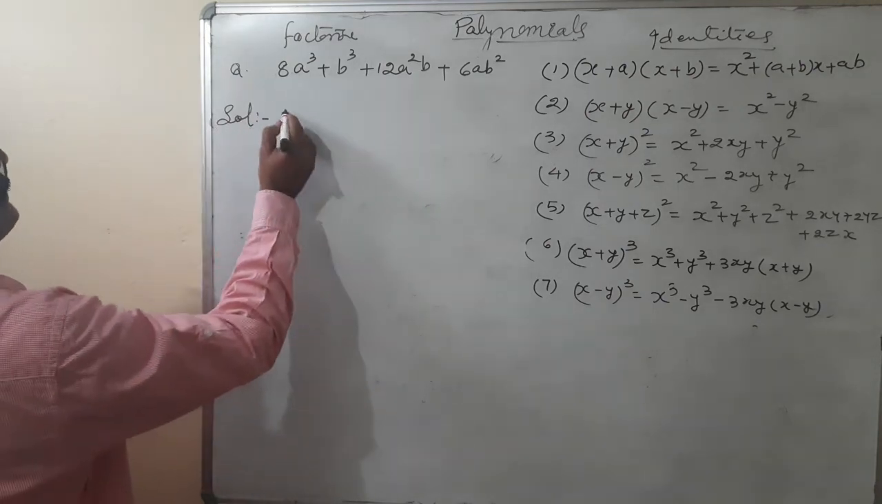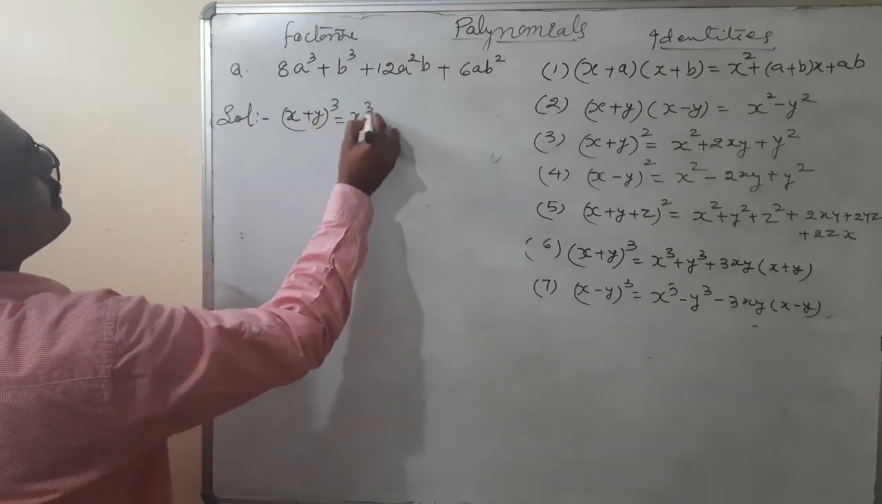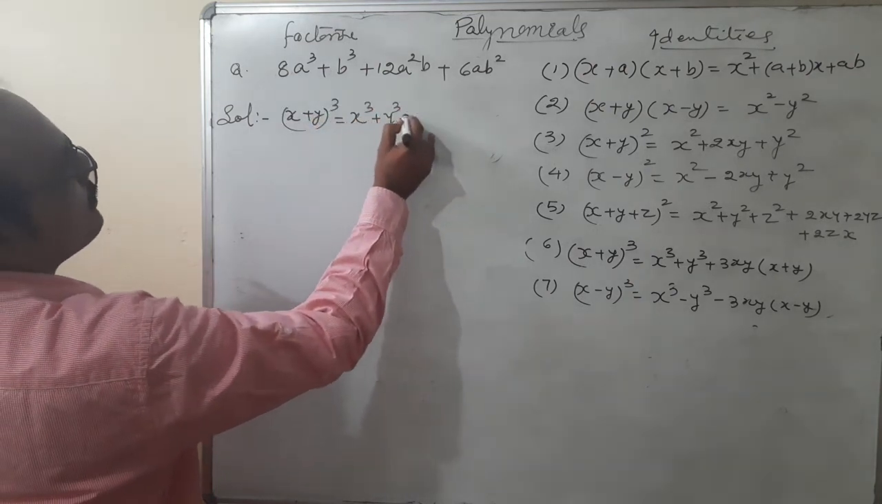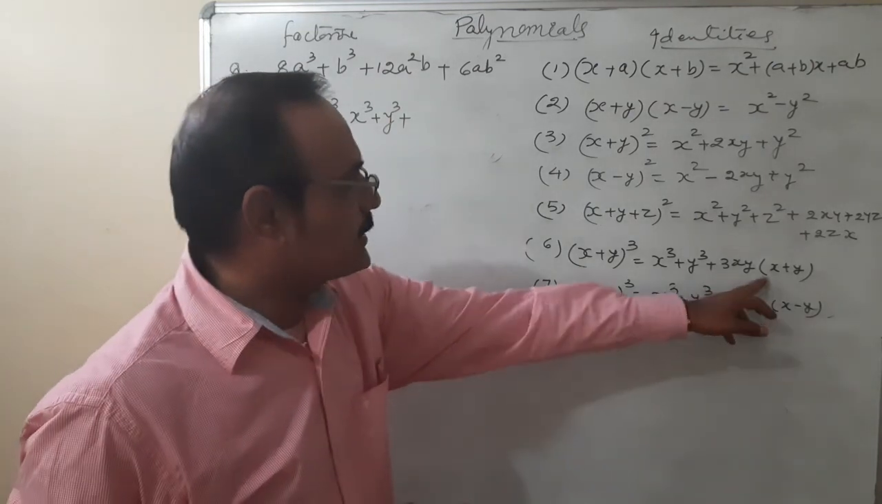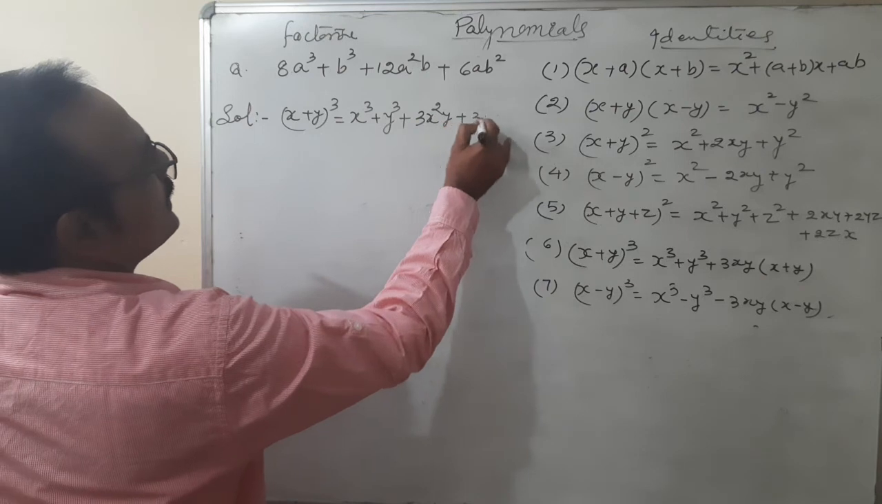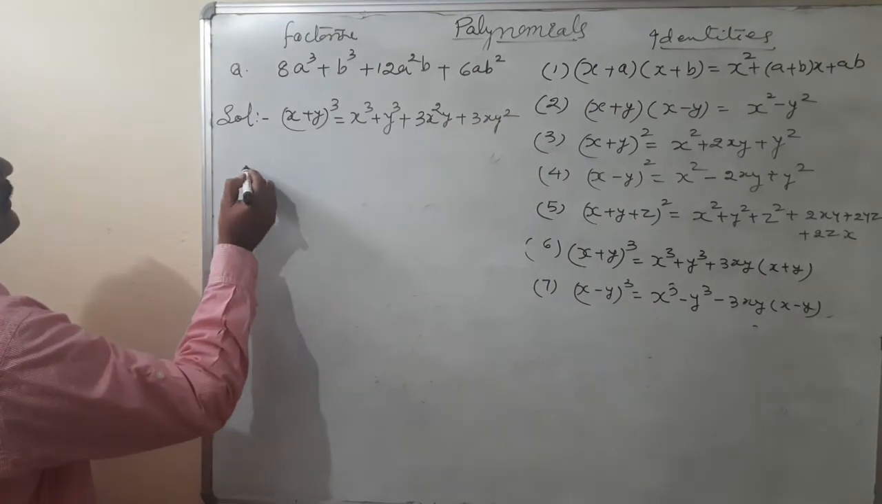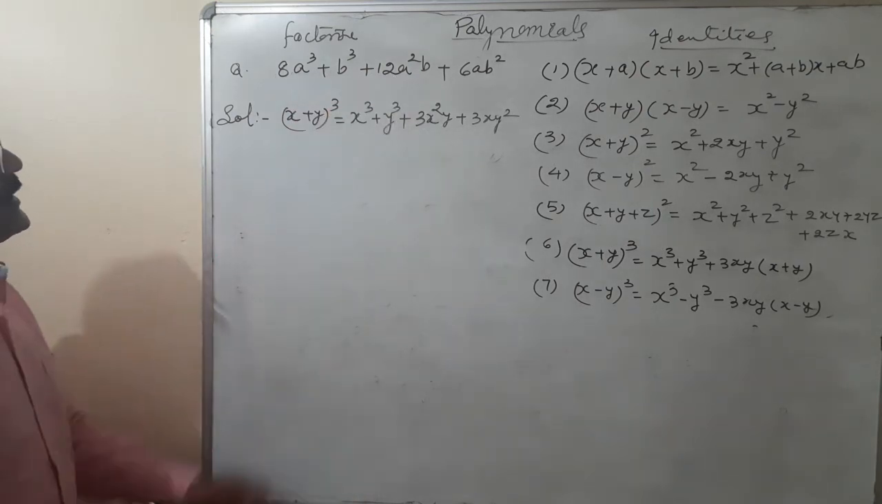I am writing the identity (x plus y) whole cube is equal to x cube plus y cube plus 3x square y plus 3xy square. Okay, this is a question.